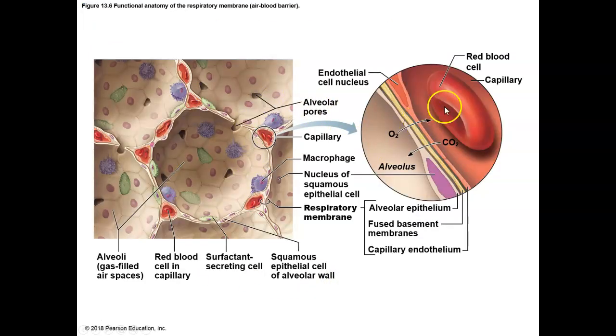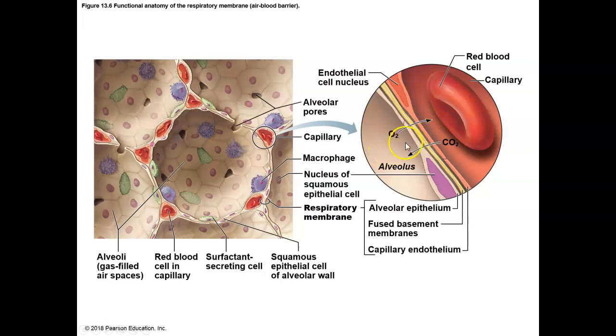So here's that membrane. Here we have the simple squamous epithelial layer of the blood vessel of the capillary. Here we have the simple squamous epithelium of the alveoli. And here we have the basement membrane, the single layer of areolar connective tissue. So that entire structure is the respiratory membrane.